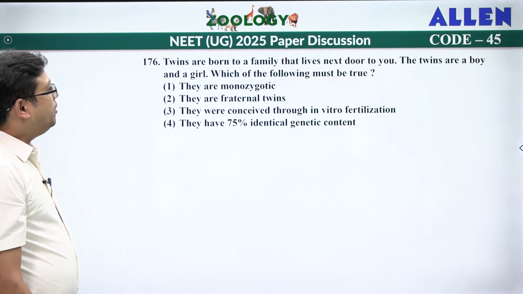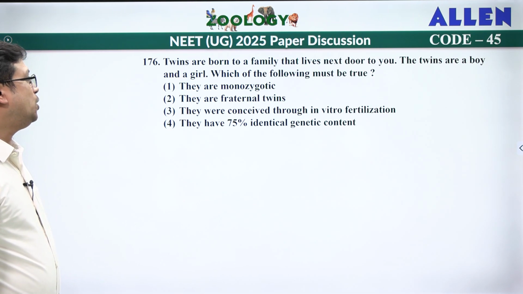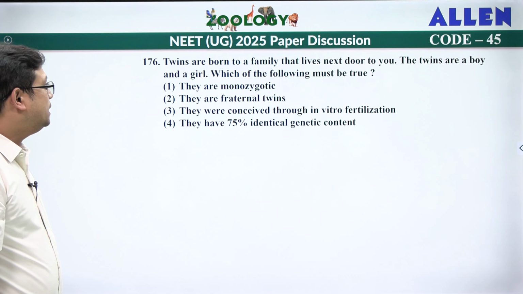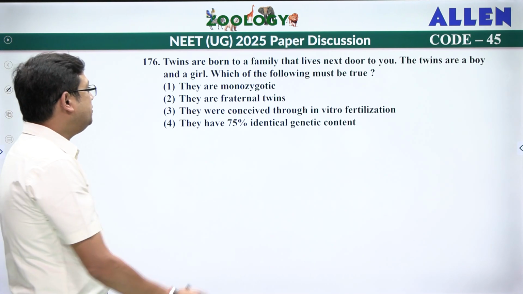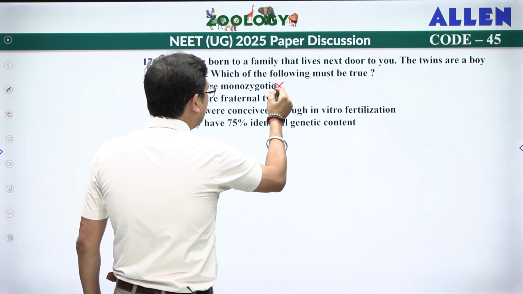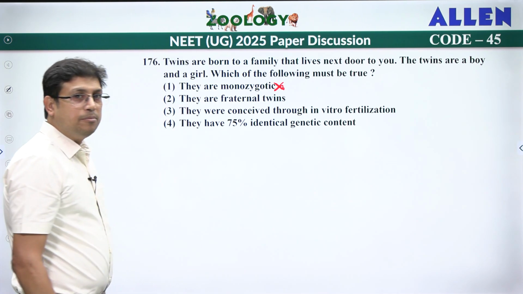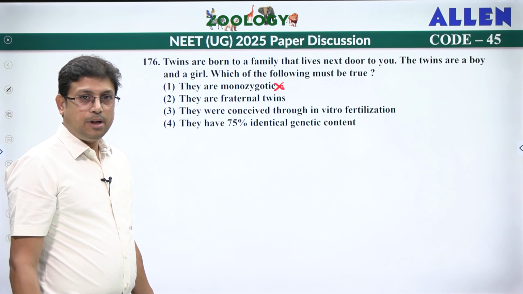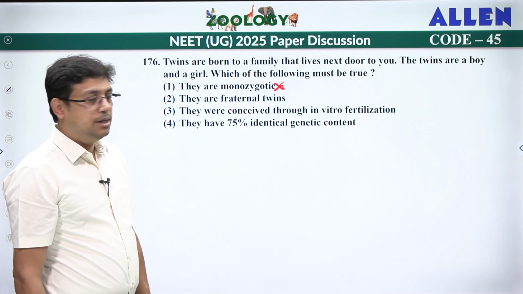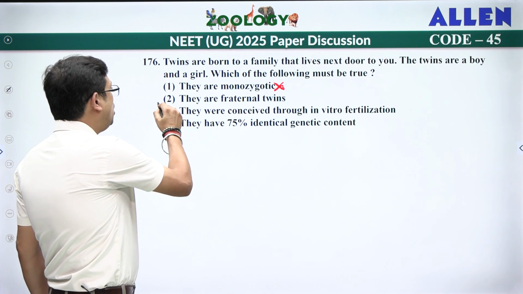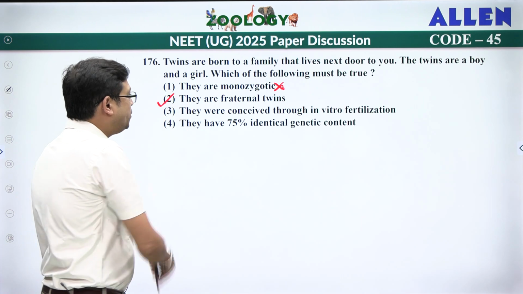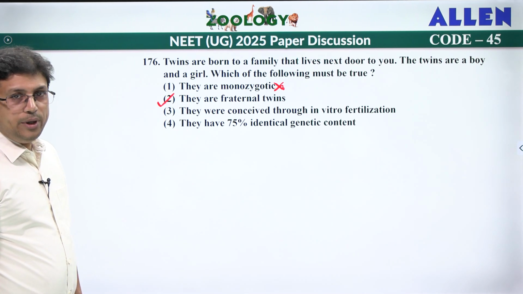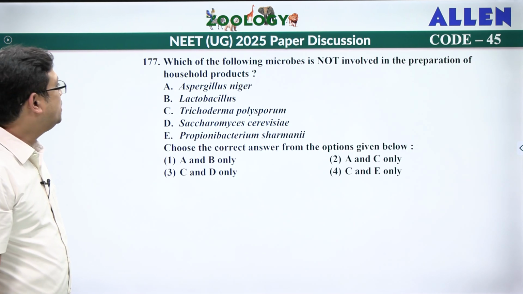Next. Twins are born to a family that lives next door to you. The twins are a boy and a girl. So boy and girl means they cannot be monozygotic. Monozygotic twins are formed from a single zygote, single fertilization, so they are either both brothers or both sisters. They cannot be brother and sister. So they must be dizygotic twins, or we can say fraternal twins.